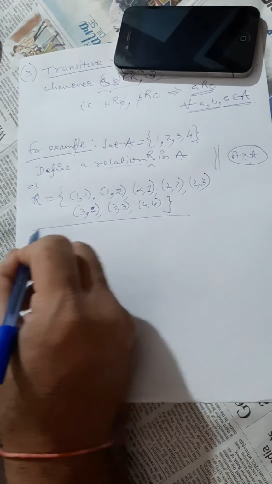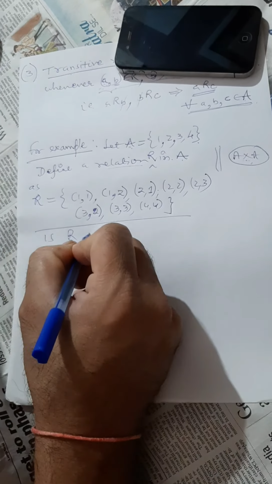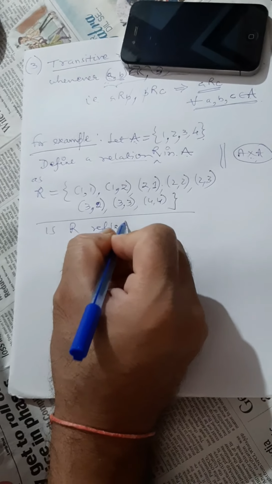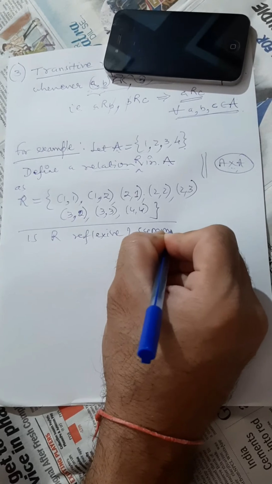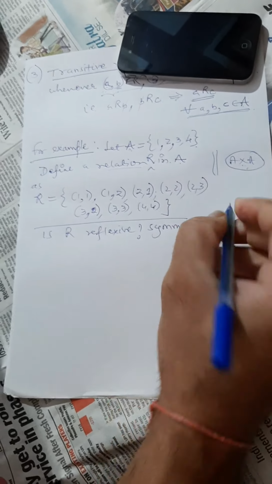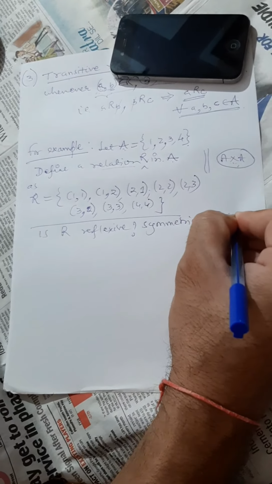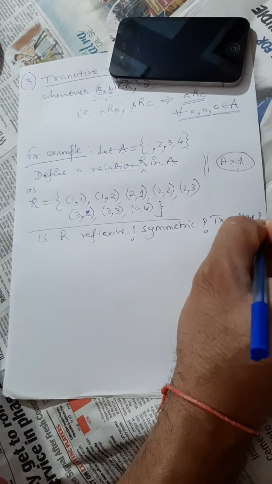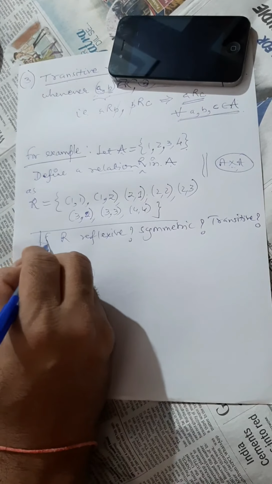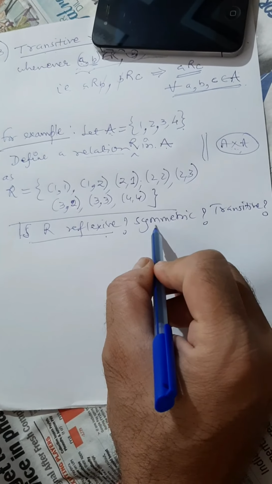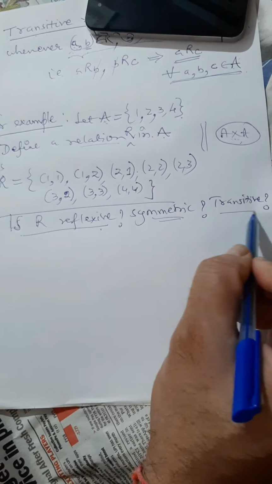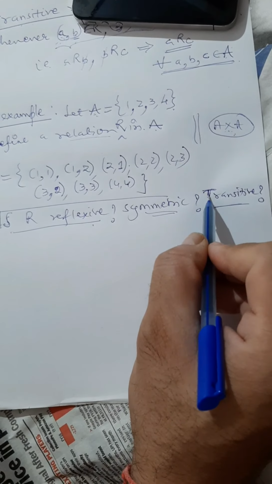The question is, is R reflexive? That's the question. Is this symmetric relation? This is the second question. Is this transitive relation? That is the third question. Okay. Is R reflexive? That's the first question. Is R symmetric? That's the second question. Is R transitive? That's the third question.